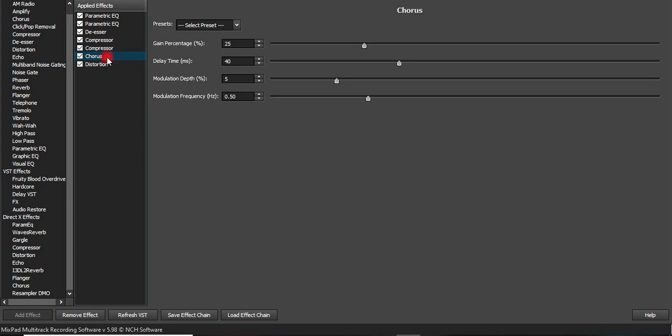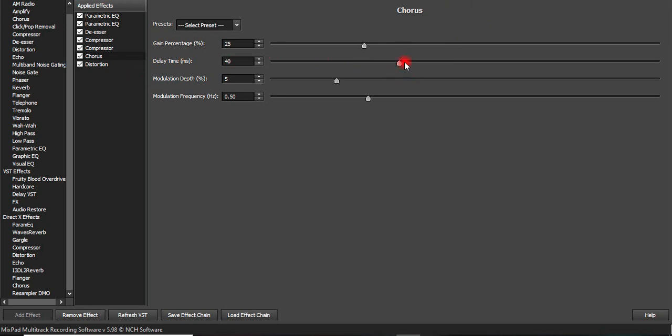So talking about my chorus, then we go to our chorus. For me, I don't know, there are no rules in music production, but I use my chorus as a doubler. I don't think I went to strong, medium, or soft, but I made sure my percentage is around 25%. My delay time is on 40%, so 40 milliseconds.